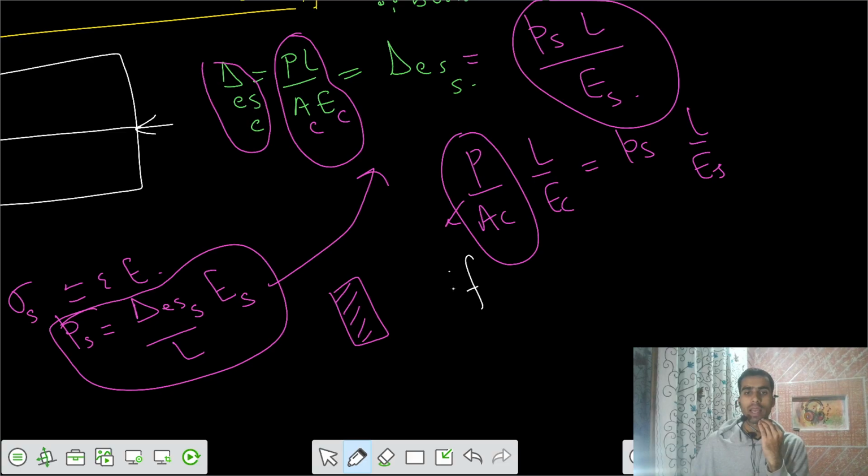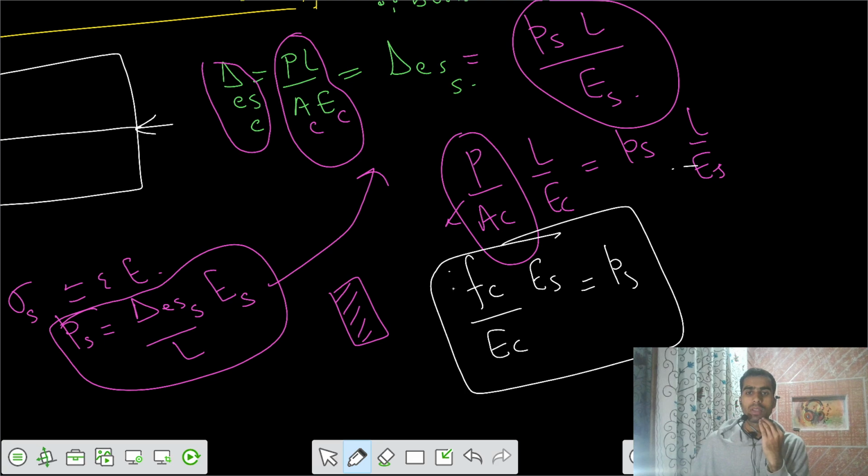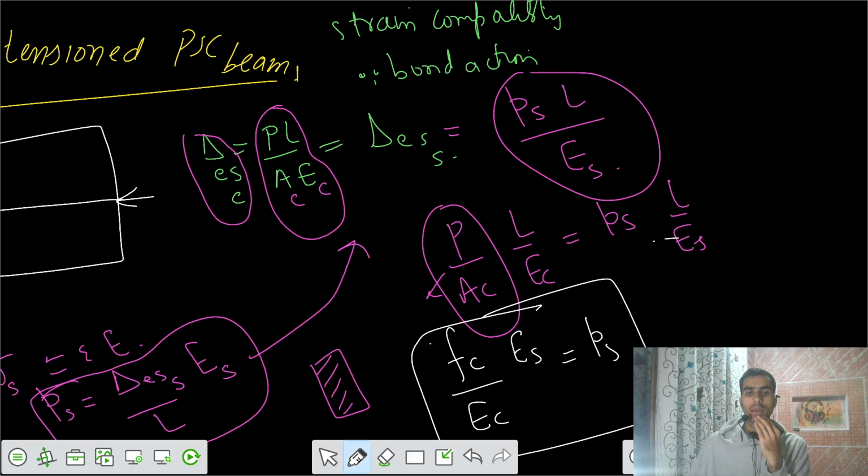So I can say this is FC by EC, and we can have this multiple also at the top, ES. That's PS. I can say PS equals stress in steel equals FC ES by EC. But this stress is in the steel because this is the shortening of the steel. So I can say because there is shortening of the steel.